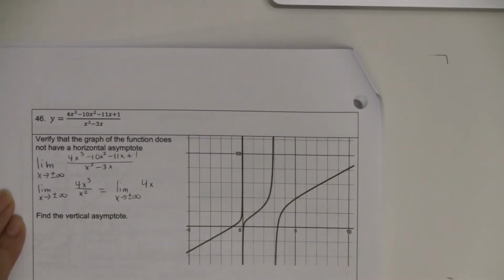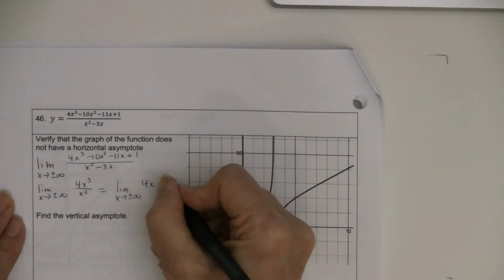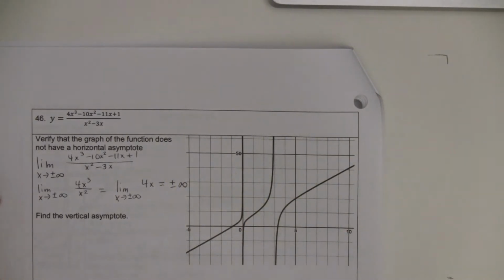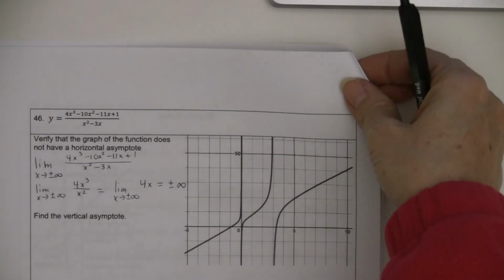Do you guys agree? And so at infinity, this is going to infinity. At negative infinity, this is going to negative infinity. So this is equal to plus or minus infinity, and that's how we know it doesn't have a horizontal asymptote. So if it had a horizontal asymptote, then it would be going to a number like 6 or whatever have you. Okay, the next thing they asked us to do is to find the vertical asymptote.